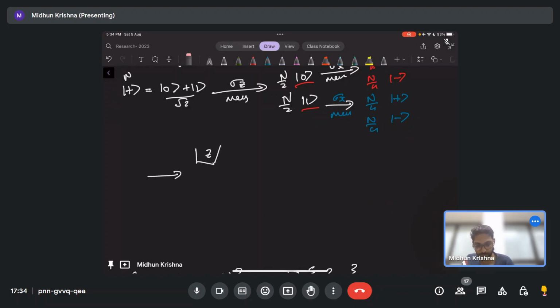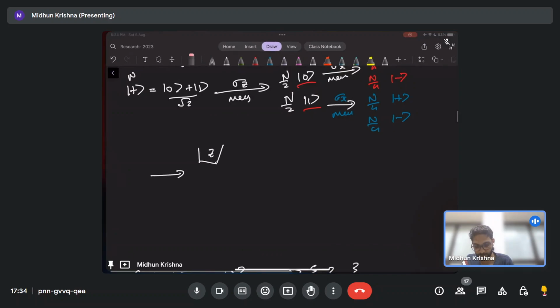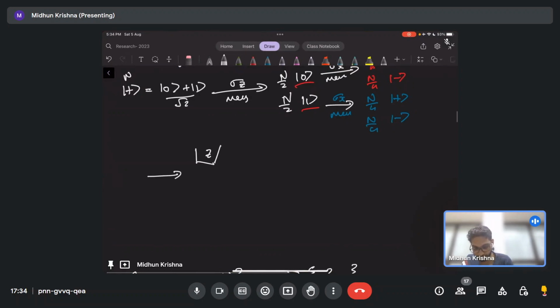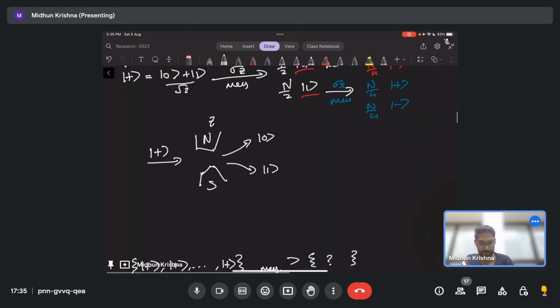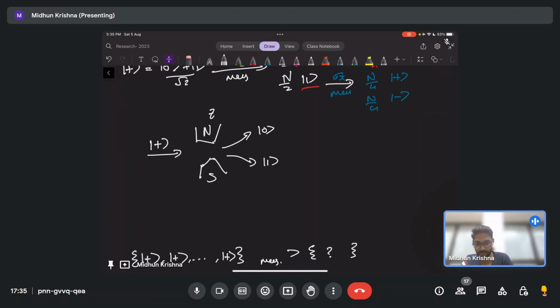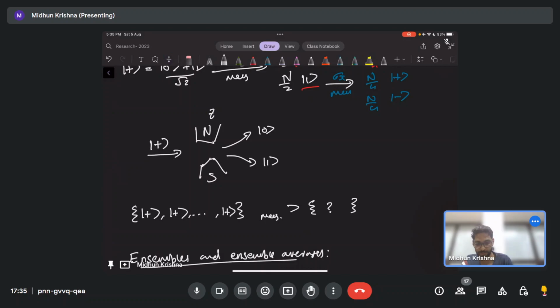Let's forget about the oven. So I have, let's say, a plus state coming in from somewhere. I prepared it. If I send it through this north-south apparatus in the Z direction, with 50-50 probability I'll get the zero state, and with 50 I get the one state, right? So what it means is, let's say I send this particle in sequence, one, two, dot dot dot up to n of them.